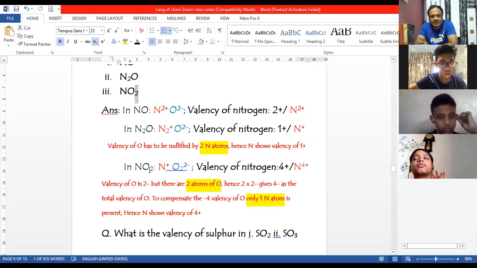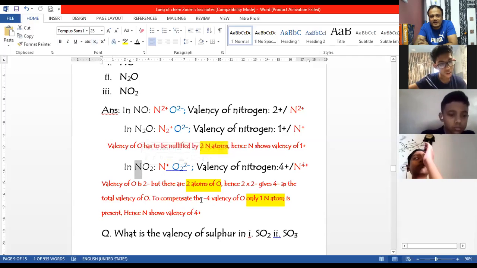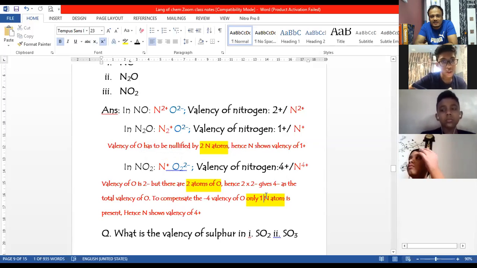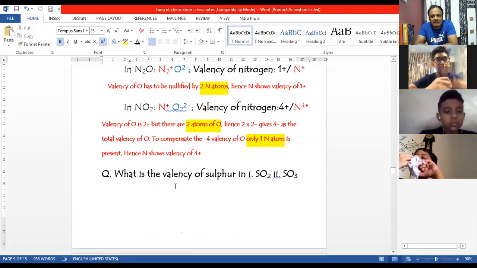To nullify it, we have got only one nitrogen atom over here. That one nitrogen atom should nullify this minus 4 charge given by oxygen, and that will be taken care of if one nitrogen atom takes up 4 plus valency, and that is the reason why in the third question nitrogen has a valency of plus 4. I hope this is clear. So this is basically mathematics. This is how we do it: x minus 2 is equal to 0, we find the value of x, same thing. Now if we have multiple atoms, you're just multiplying that x with 2 or something like that.